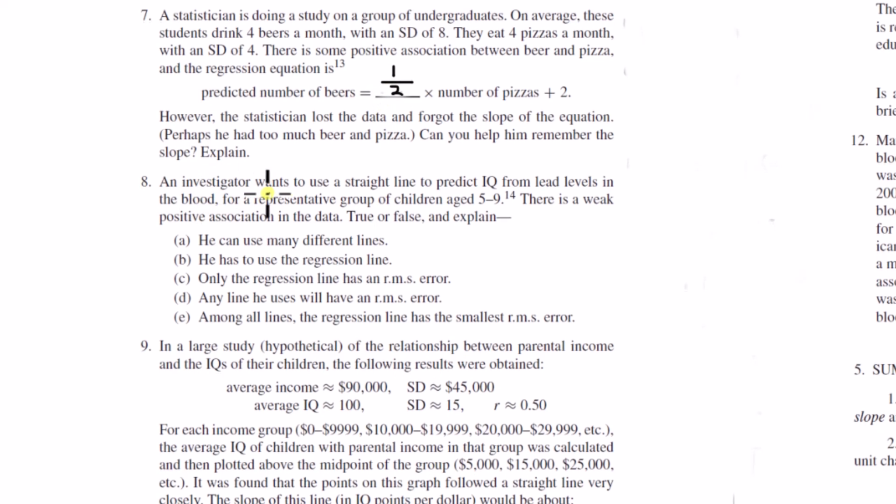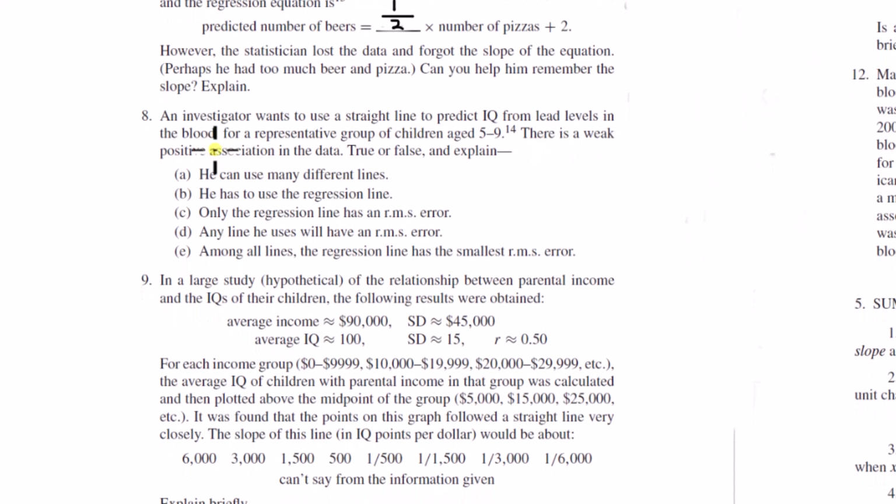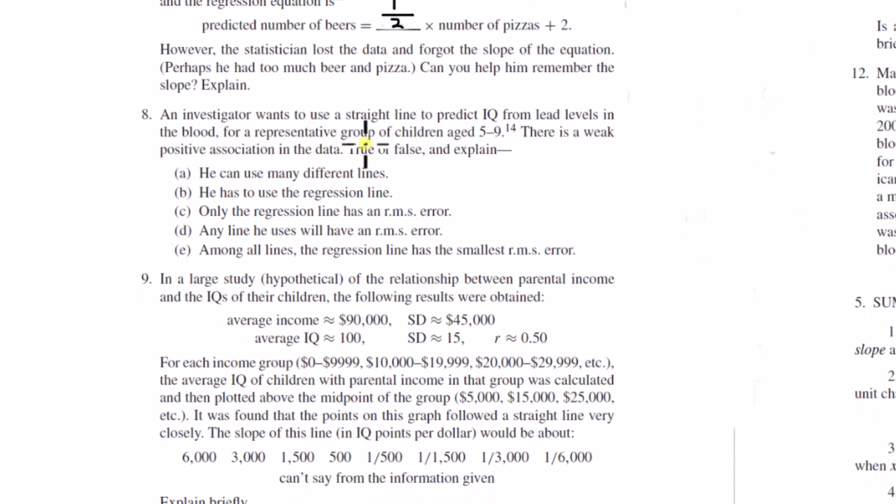Okay, an investigator wants to use a straight line to predict IQ from lead levels in the blood for a representative group of children aged 5 to 9. There is a weak positive association in the data. So true or false, and explain.